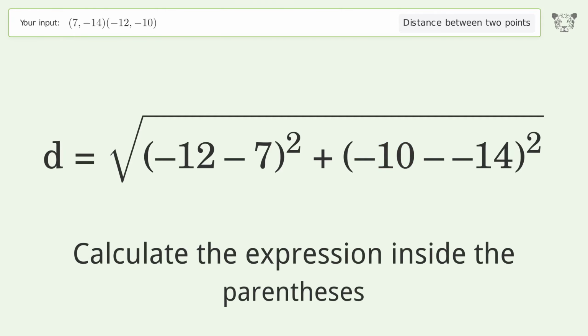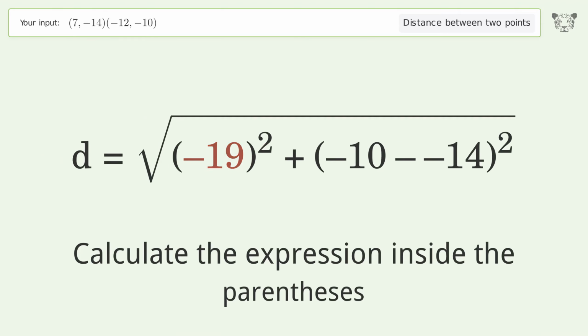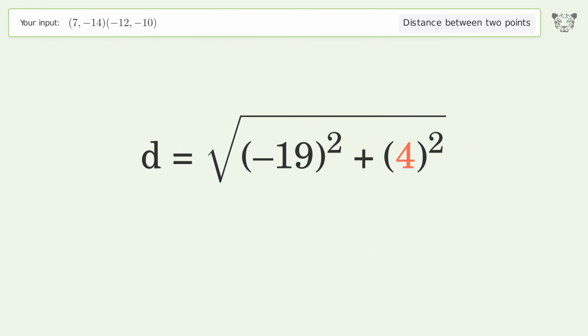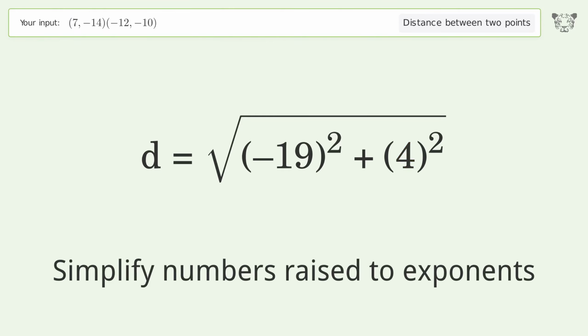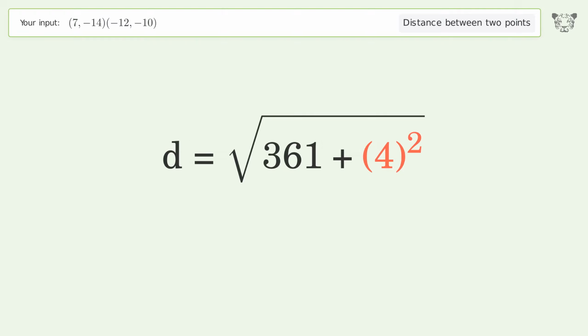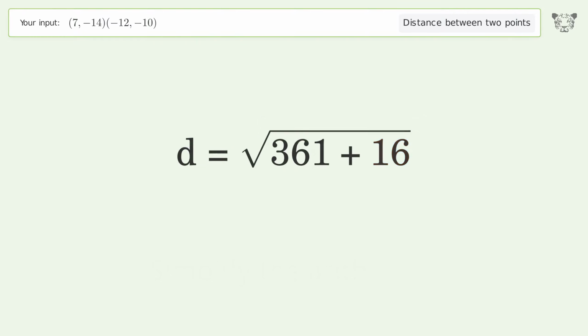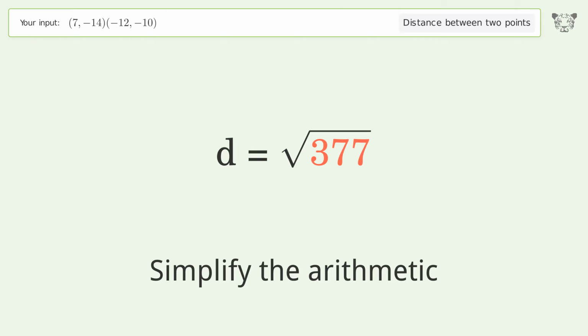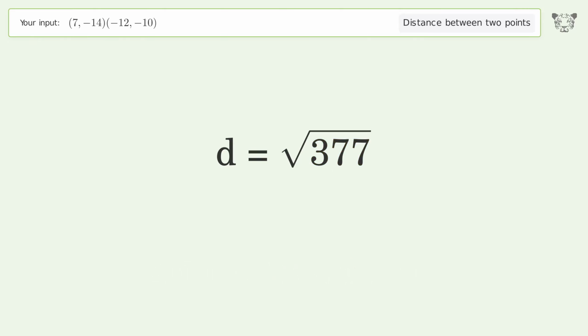Calculate the expression inside the parentheses. Simplify numbers raised to exponents. Simplify the arithmetic. And so the distance between the 2 points is the square root of 377, or 19.416.